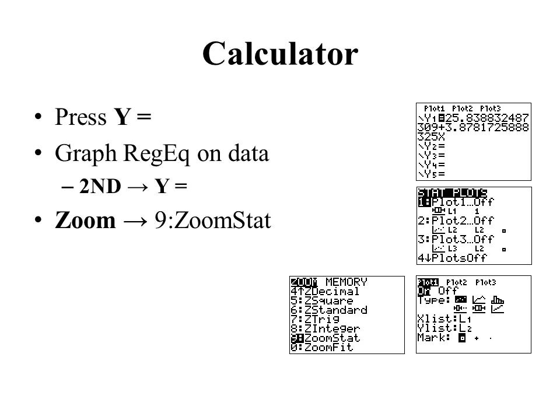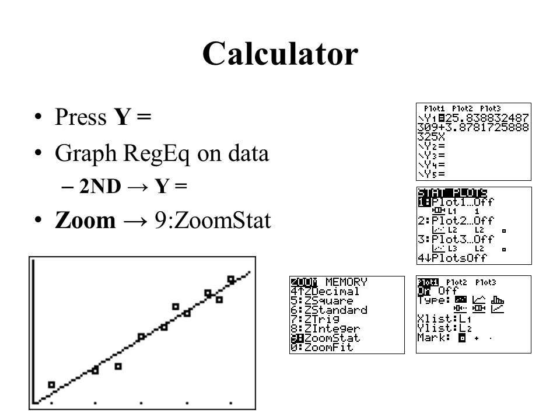And then we need to go ZOOM 9 for ZoomStat. This is the step that I always forget, so make sure you go ZoomStat. When you do that, you should get a window that looks like this. Here's our scatter plot, and here's our regression equation plotted right on top of the data. Looks like it's a good fit. So that's all there is to calculating the regression equation and graphing it on top of our data.